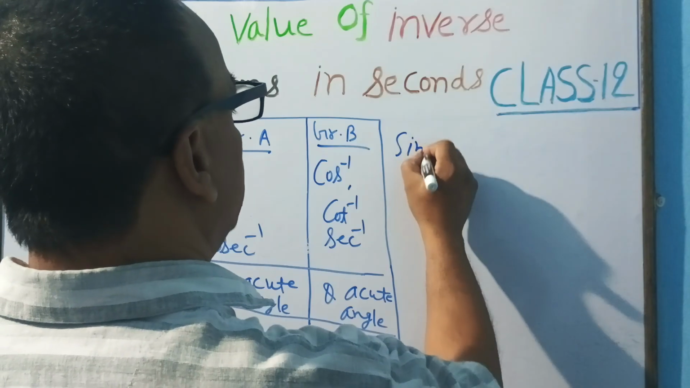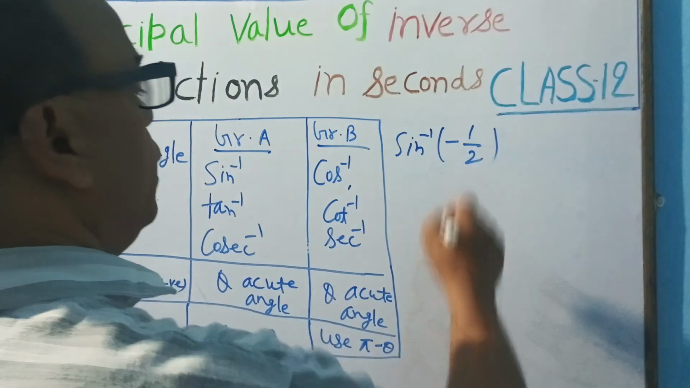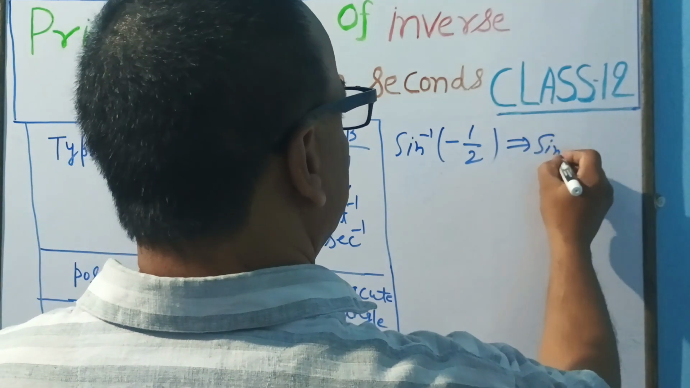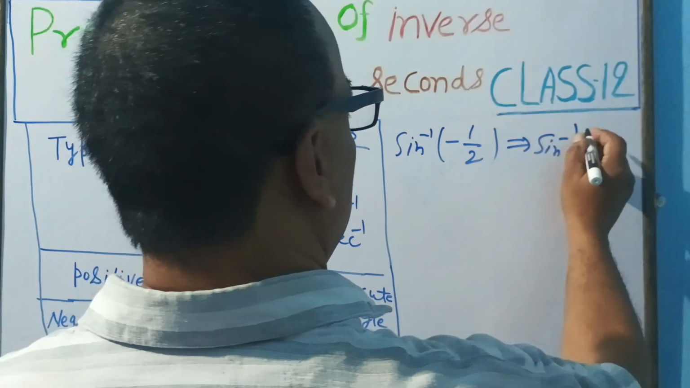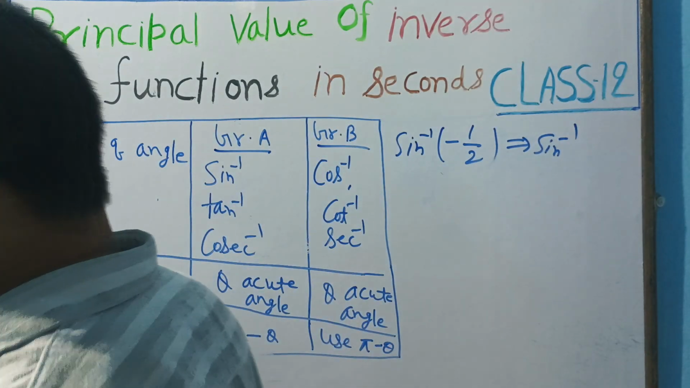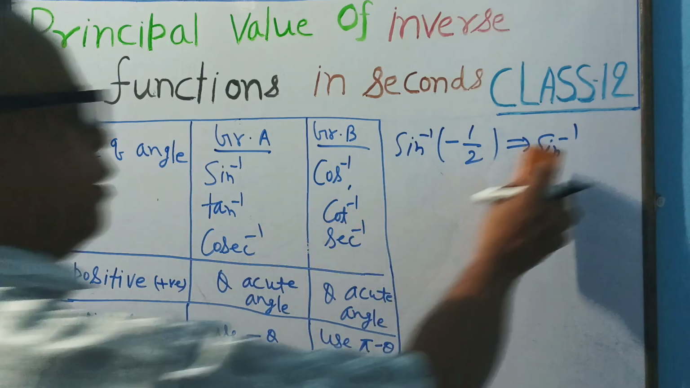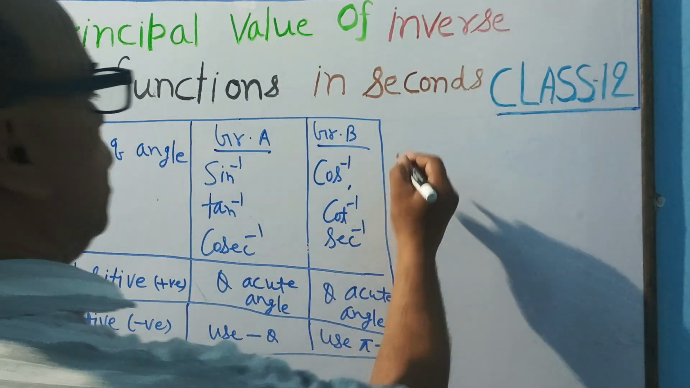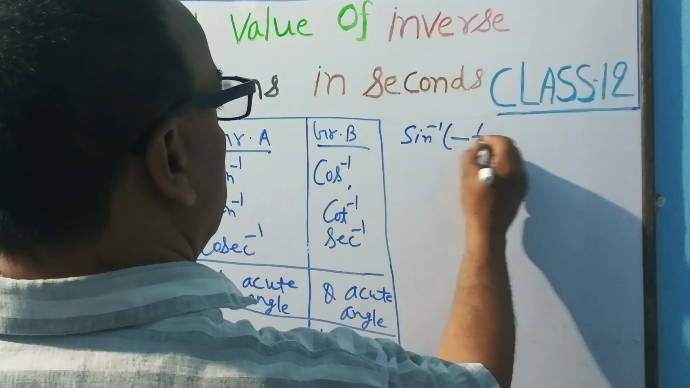If sin inverse minus half, then its principal value will be... We will see all this in this example. An example is sin inverse minus half.